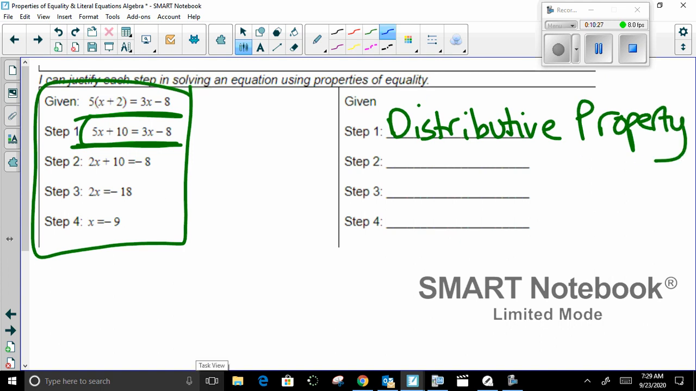Now I'm going from this line to this line. What did I do there? How's it different? Looks to me like I had a 5x, but somehow now I have a 2x. How'd they do that? Very good. They subtracted. They've had x's on both sides, so they subtracted that 3x. So your next step is subtraction property of equality.